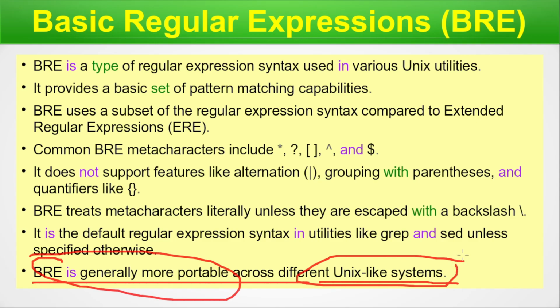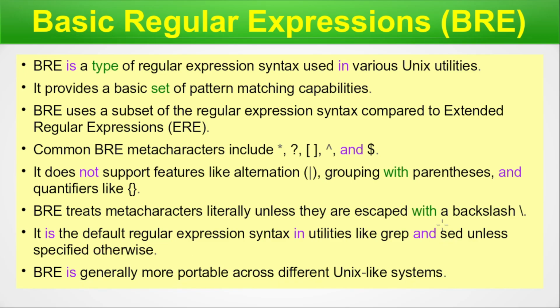Why are we saying Unix-like system? Today there are a lot of variants of Linux. We have Red Hat, we have SUSE, we have Debian, we have Fedora, we have Ubuntu, and there are many more Linux distributions. These we term as Unix-like systems. That means today we have several branches and sub branches, and all of them support BRE.